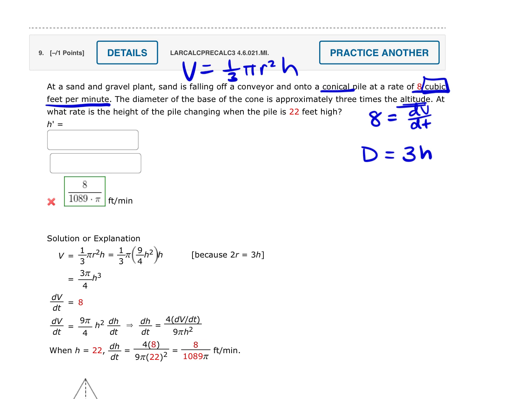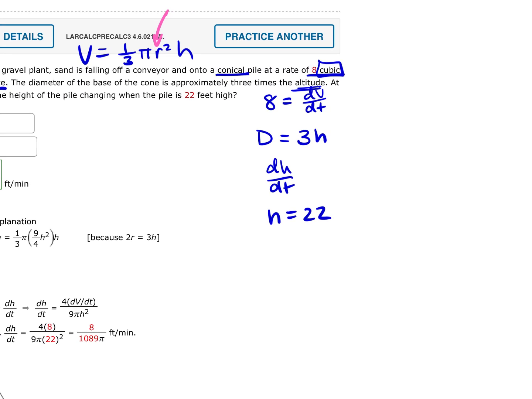At what rate is the height of the pile changing when the pile is 22 feet high? So it's asking us for the change in the height, dH over dt, when the height is 22. So we don't know what R is. We could find it, but we don't know the change in R. We don't know dr over dt. So let's change R to be in terms of H. So we're going to use the equation that it gives us here to put R in terms of H. How do we make D in terms of R?